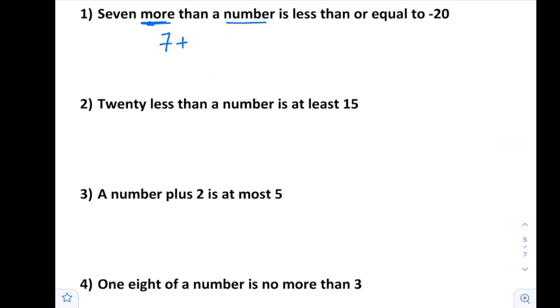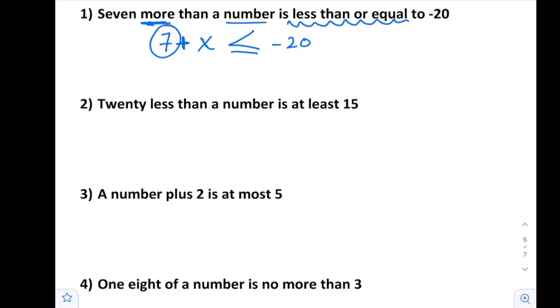We will assume the number is x, n, b, whatever. I will assume it x. It is less than or equal to -20. This is how we defined a variable. We call it x, and more means plus or increased by or added to, as we have done previously in chapter 2. And now we will solve the inequality.